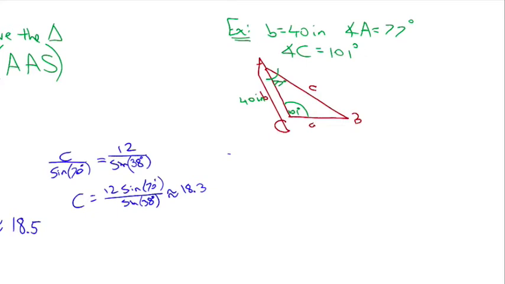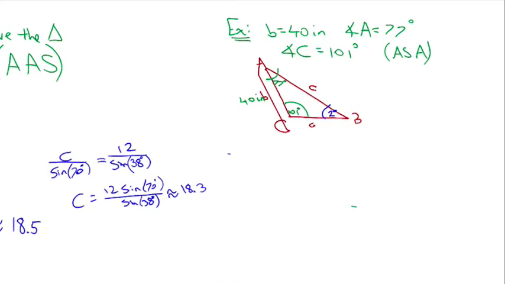So what setup is this one? Angle B is going to be 2 degrees, by the way. This is the angle, side, angle setup. Angle B is equal to what? 2 degrees. 101 plus 77 is 178, so this is 2 degrees. A tiny angle down there.